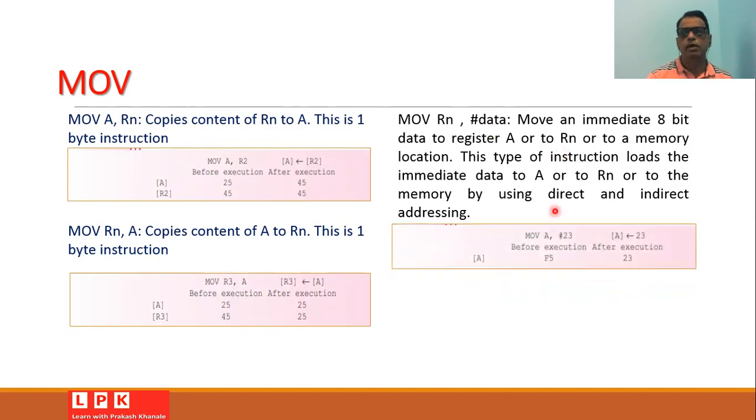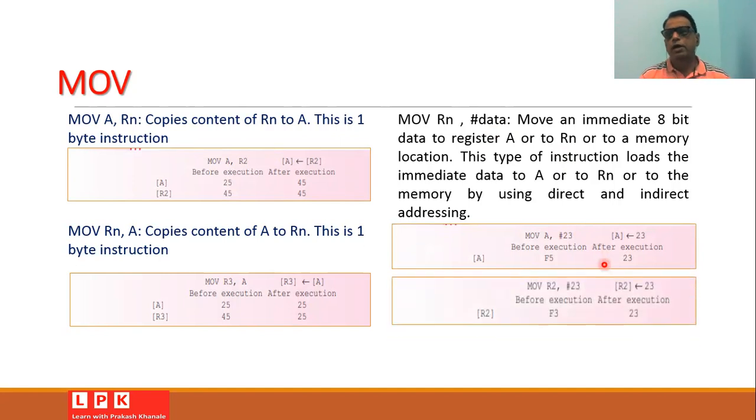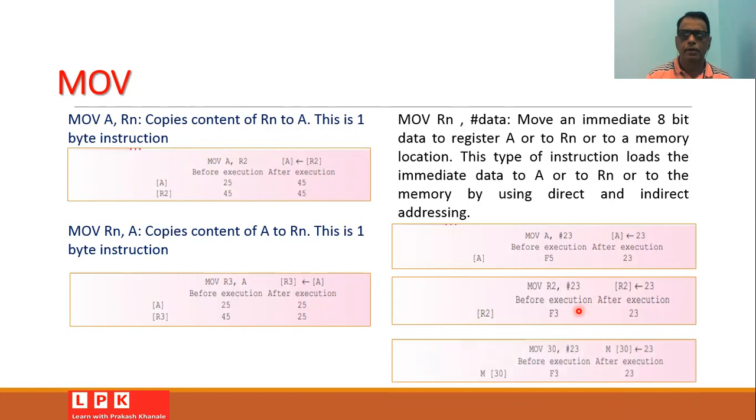For example, when we write the instruction MOV A, #23, and suppose the content of A is F5, then after the execution of the instruction, the content of A will change to 23. If we write this instruction in this form, MOV R2, #23, and suppose before the execution the content of R2 is F3, then after the execution the content of R2 will be changed to 23 hexadecimal.